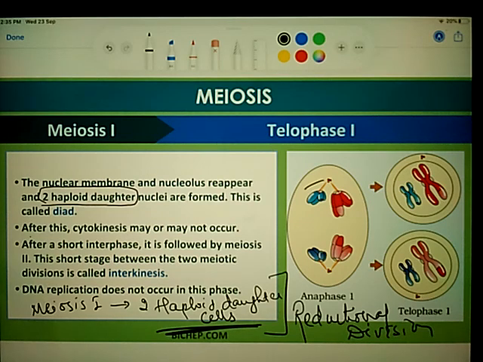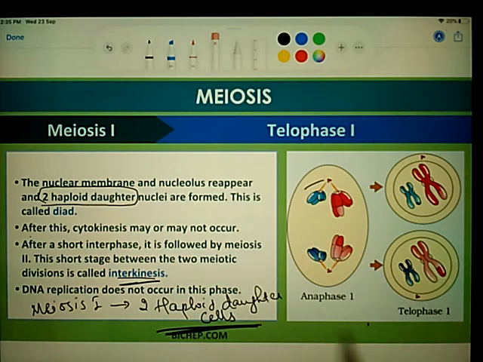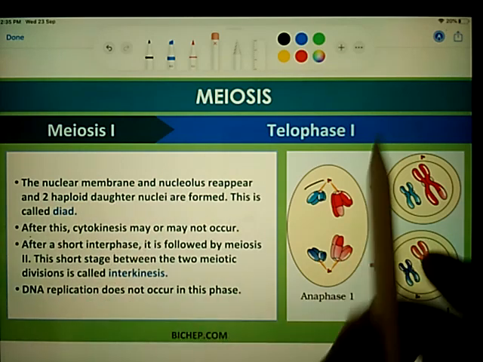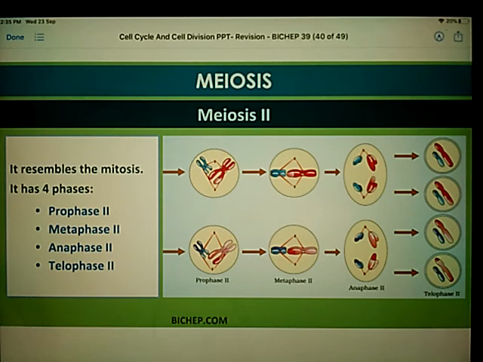and that is why we are concluding it as reductional division. Now what happens is that after the interkinesis, we can see that meiosis 2 has to happen, where both of these 1 and 2 cells are dividing to produce two more cells of each. So total 4 cells will be produced into the meiosis 2. So meiosis 2 will be having similar 4 phases, that is prophase, metaphase, anaphase and telophase, and that will be discussed into the next lecture.